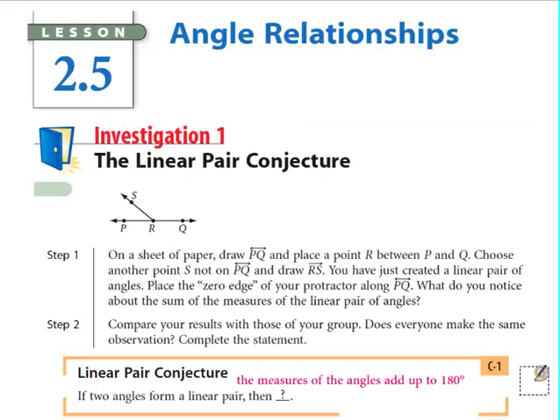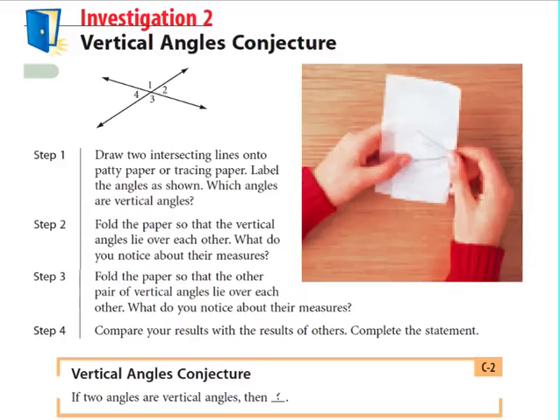Now the vertical angles conjecture, you discovered that with the patty paper. And so what happened when you folded over that line? What did you notice about those angles? They were the exact same measure.